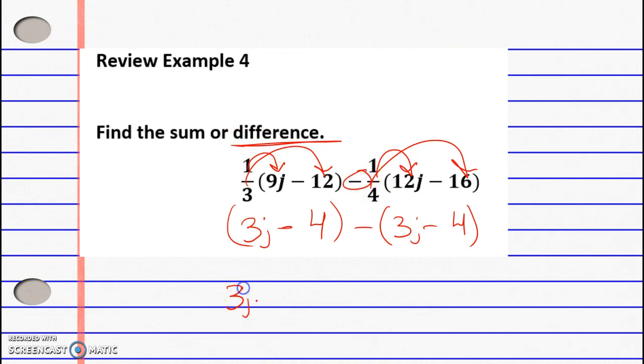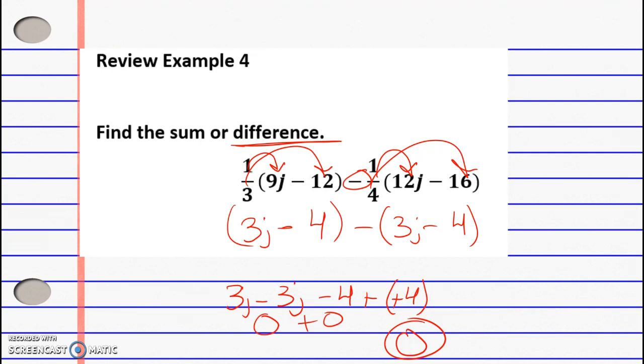So 3j minus 3j is 0. -4 minus -4 is -4 plus 4. Seriously? 0. Okay, so this one is 0 is our answer, which is weird. That never happens. I hope I did that one right.